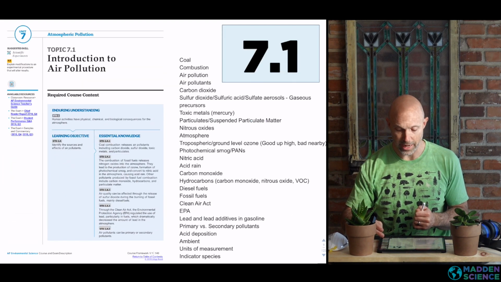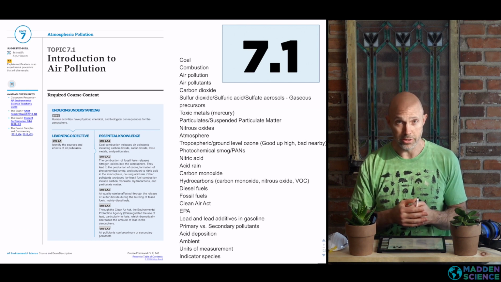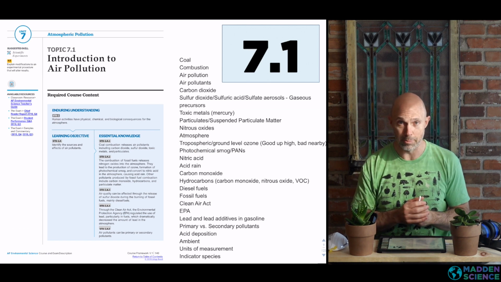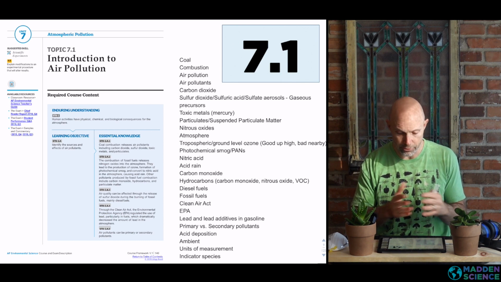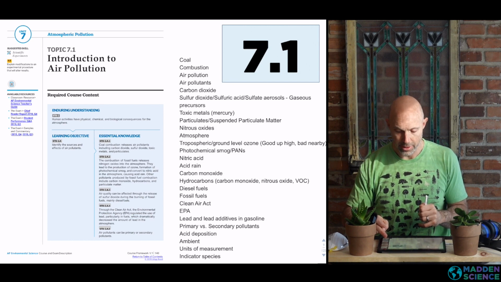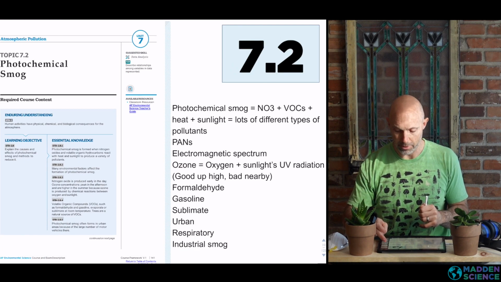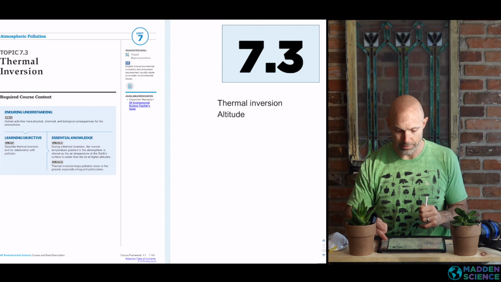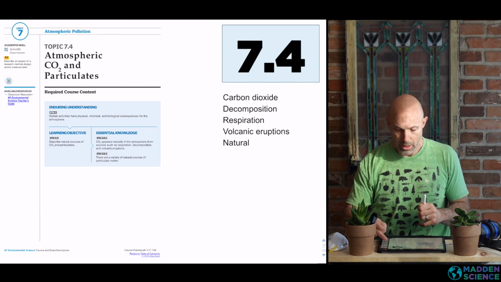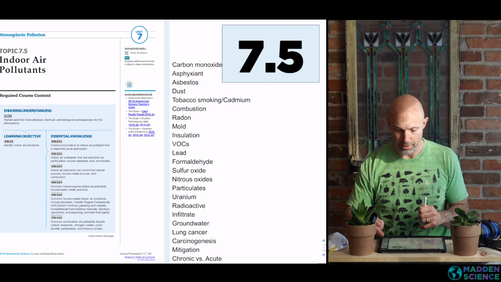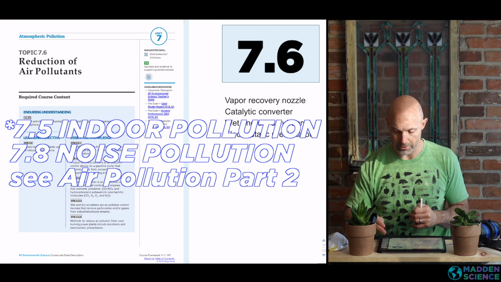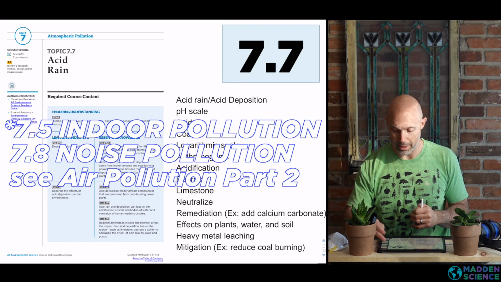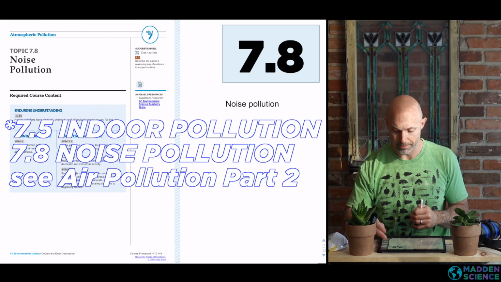So here are the sections and the vocab words. See, 7.1's got a whole lot of vocab. In a sense, you could almost cover the whole unit just here. So intro will lean heavily on this particular section. 7.2, again, photochemical smog, thermal inversion. 7.4 will lump together. Indoor, also a lot of terms. 7.6, reduction, acid rain, and then noise.